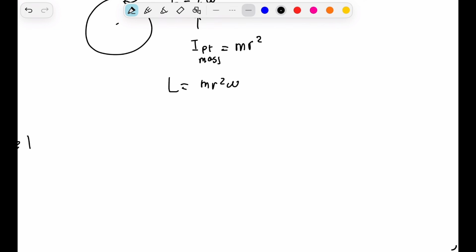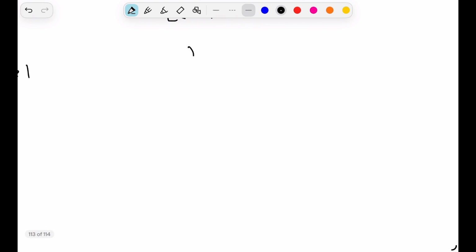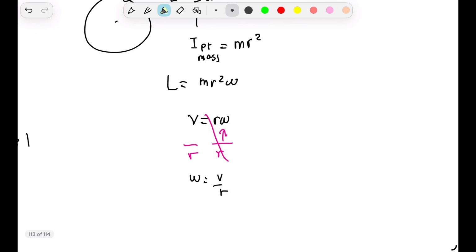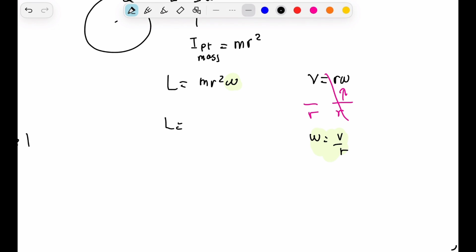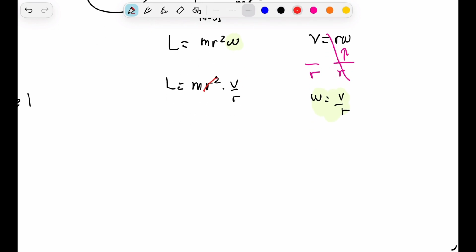Next, we convert our angular velocity into linear velocity. We know that v is equal to r times omega, but we want to solve for omega, so we're dividing both sides by r, and we get that omega is going to be v over r. So we can take omega here, and then we can substitute that into our angular momentum. If we do that, then we get that L is equal to m r squared times v over r. What you can do is cancel one of those r's, and you're left with L equals m r v. So this is going to be one of our results.